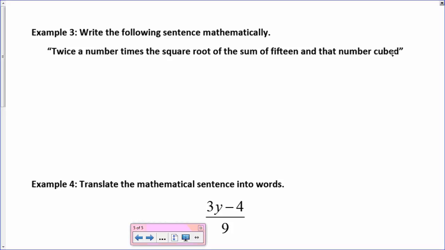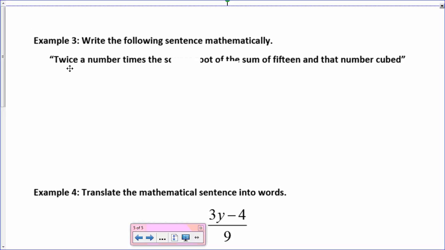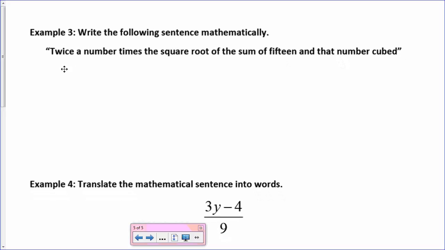So, okay, let's go through it and just start writing down the symbols. So twice means, totally just wrote something. Twice means 2 times the sum, like 2 times it, right? A number, I just picked a variable. Times means to multiply. The square root, that's radical, of the sum, that's a parentheses, of the sum, because I'm going to have to put that, whatever that addition is in there. Sum means addition. 15, that number cubed. Okay?